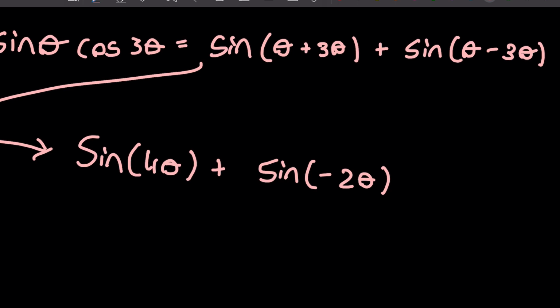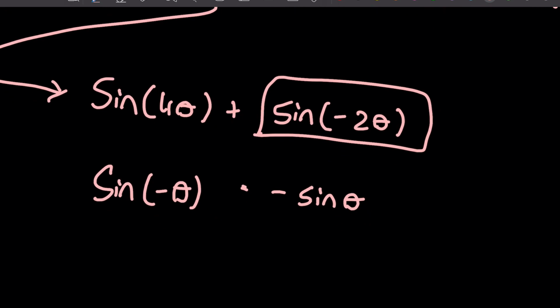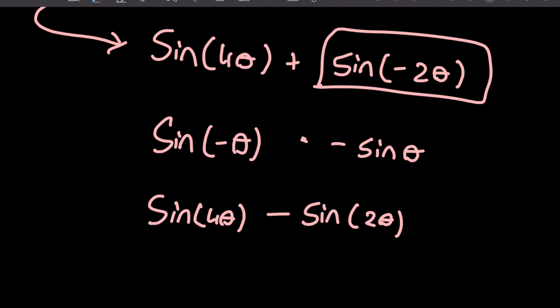So what you want to remember here is if you have sine of minus theta, it's the same thing as saying minus sine of theta. So in this case where we have sine of minus 2 theta, this is actually going to just be the same thing as minus sine of 2 theta. So we'll have sine of 4 theta minus sine of 2 theta.